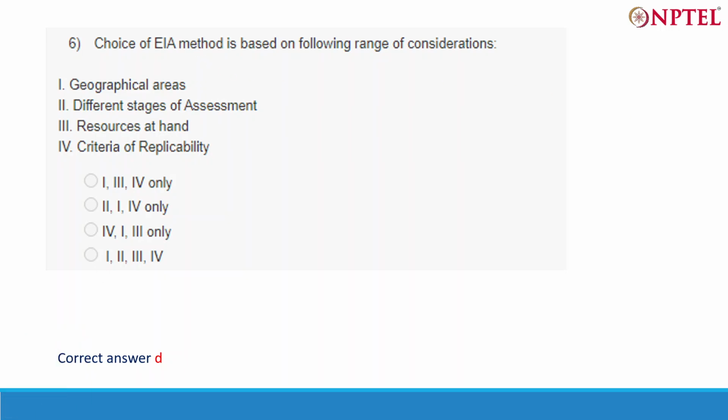So the choice of EIA methods is based on the following considerations. There is the geographical area, then the different stages of assessment, then resources at hand and criteria of applicability. All of these are considered when you look into the choice of EIA methods.